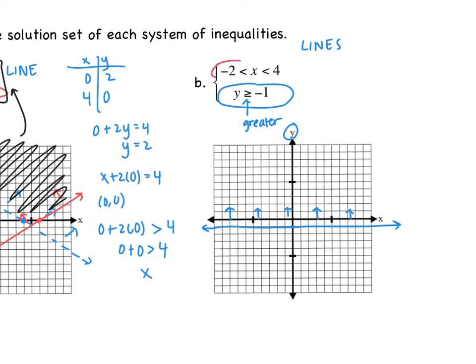Okay, this first one now. This is two separate lines. We're dealing with the -2 and we're dealing with the 4. Those are going to go through the x-axis. So x equals -2 is right here. That'll be a vertical line then. Because there's no equal sign, it's going to be a dashed line.